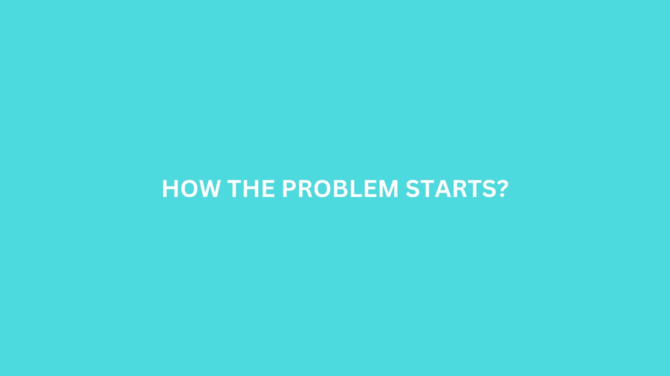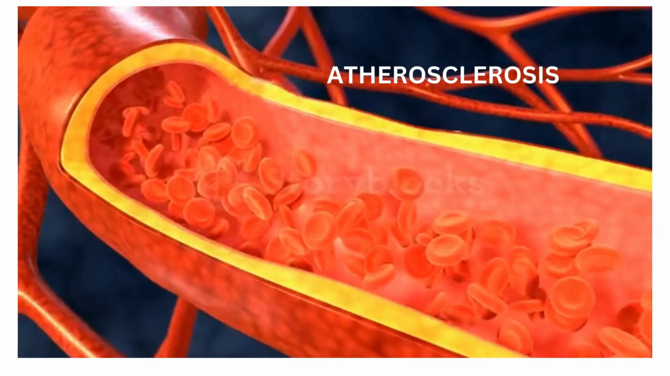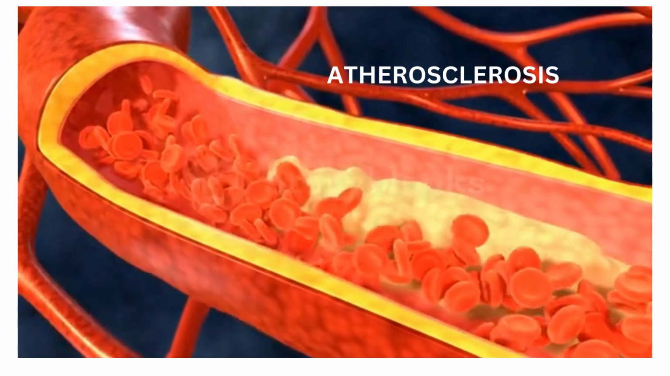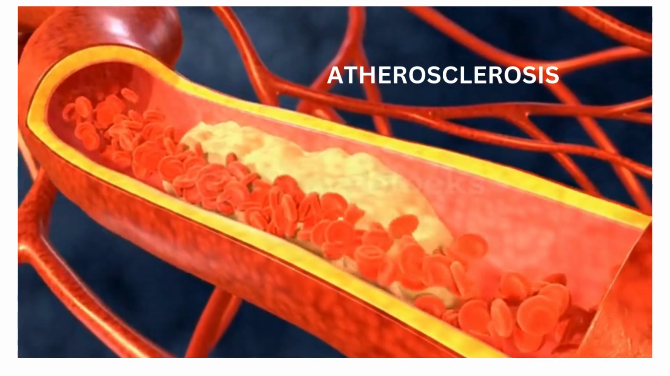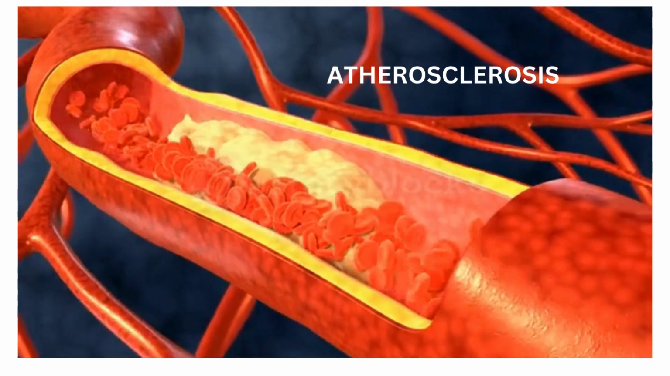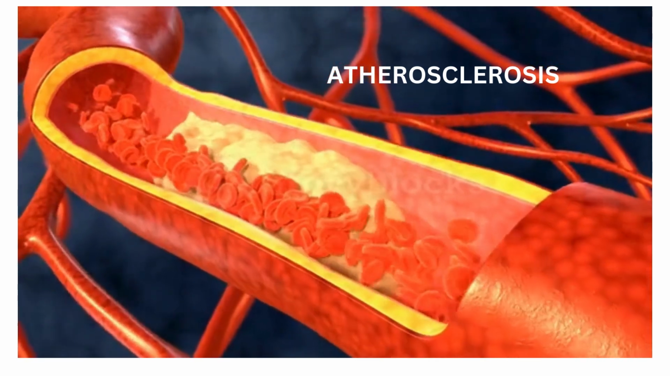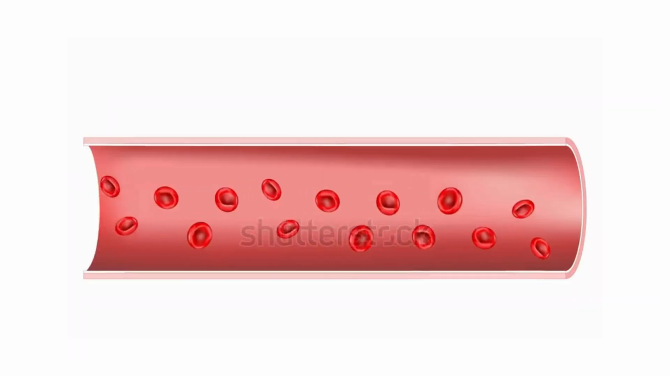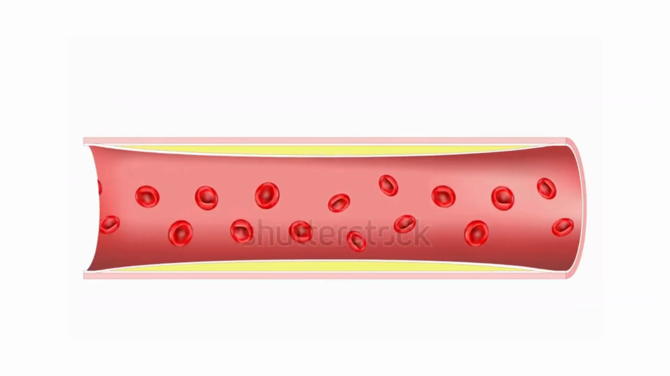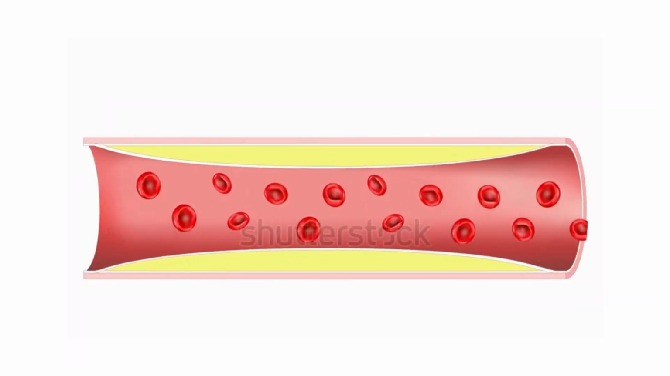How the problem starts. The problem starts when cholesterol, fats, and other substances begin to deposit inside the walls of coronary arteries. This process of accumulation is called atherosclerosis. Atherosclerosis will result in plaque formation. Plaques are composed of cholesterol, fats, inflammatory cells, calcium deposits, and other substances. When plaques build up inside the wall of coronary arteries, arteries become narrow.